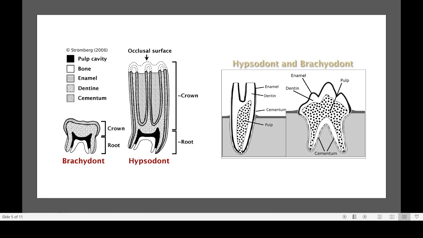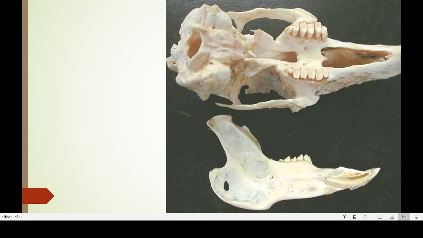And the crown portion is much higher, whereas in the case of brachydont, the crown will be very short. So if the exposed portion is very short, we call it brachydont dentition. If the exposed crown is very long, we call it hypsodont dentition. So this is the hypsodont and this is the brachydont dentition. So you can find the difference between the two. These are the two different types of teeth.